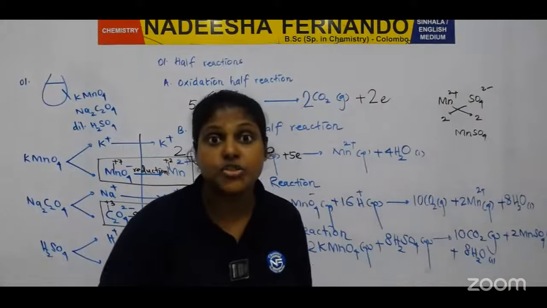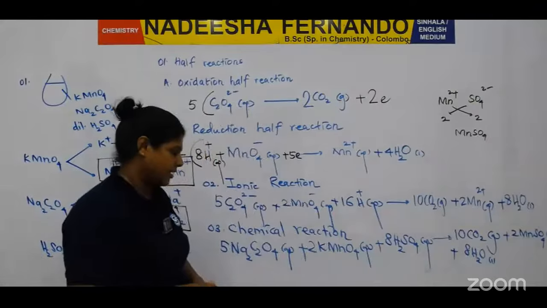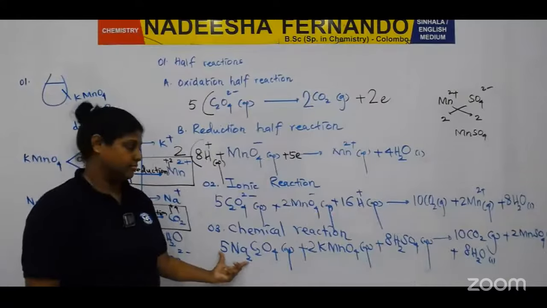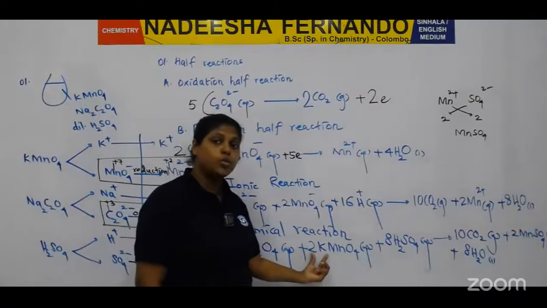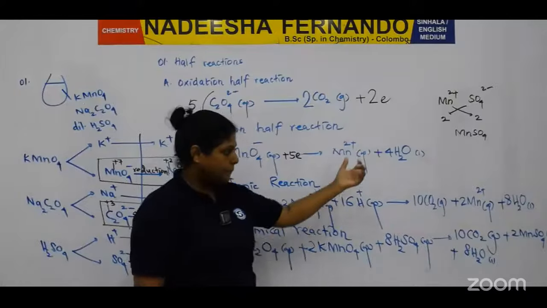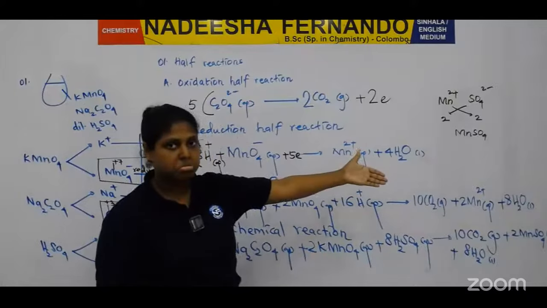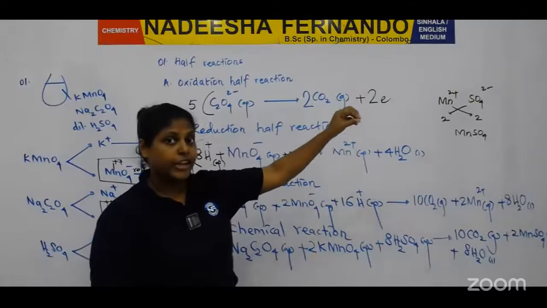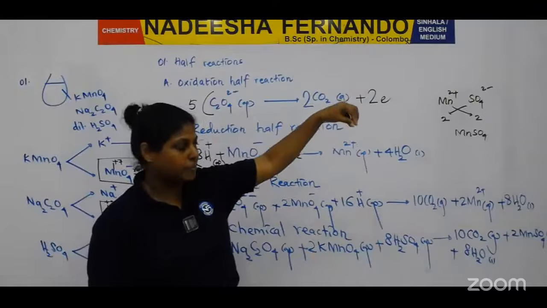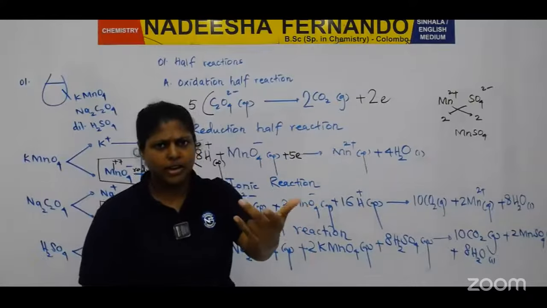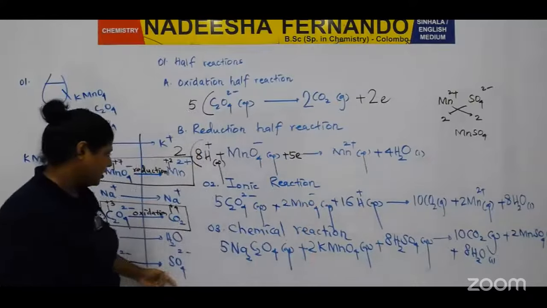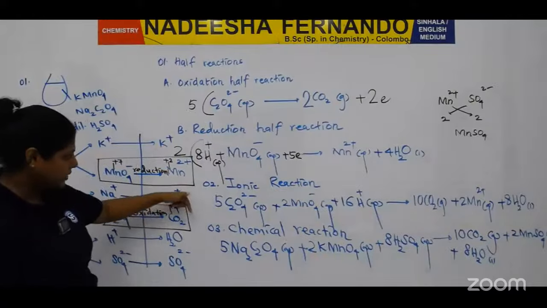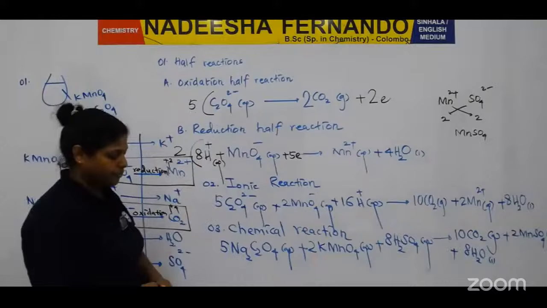Still the reaction is not balanced. Why? We have 10 sodium here. We have 2 potassium here. But on the product side, there is no potassium and sodium. To get the sodium and potassium on the product side, we have only one anion, that is sulfate. Combine potassium with sulfate, combine sodium with sulfate.